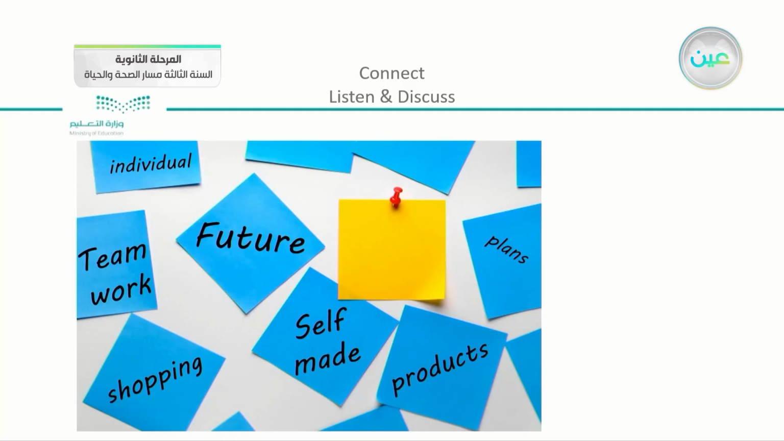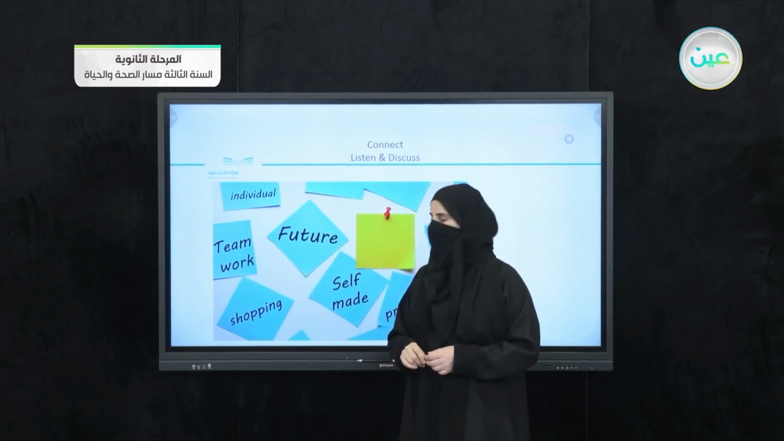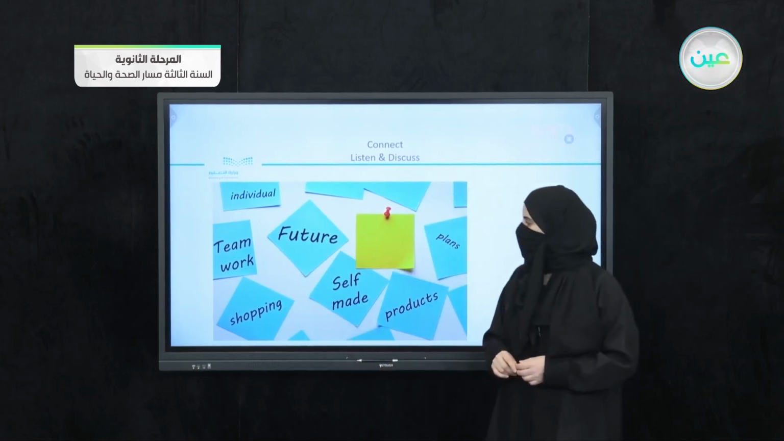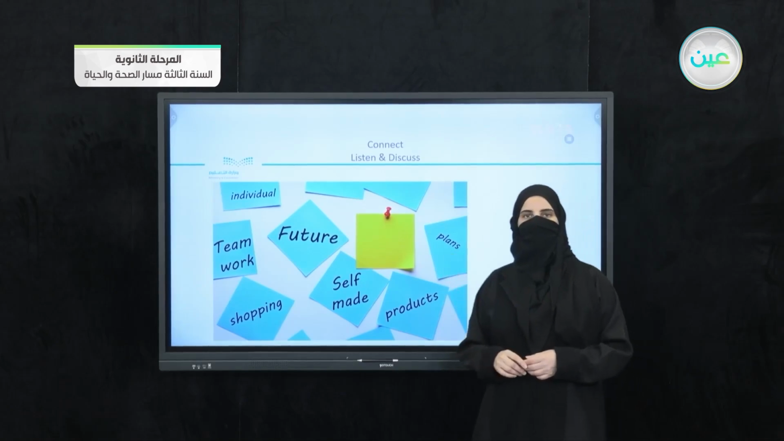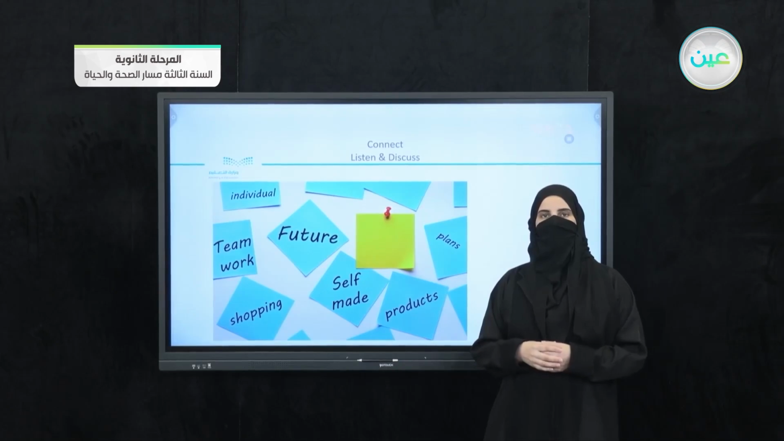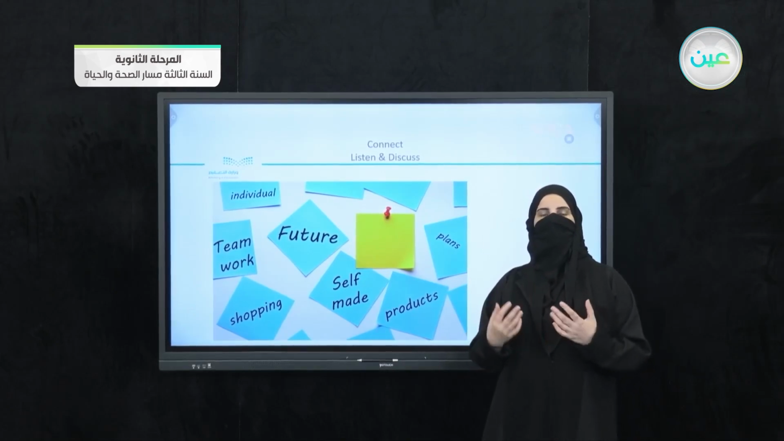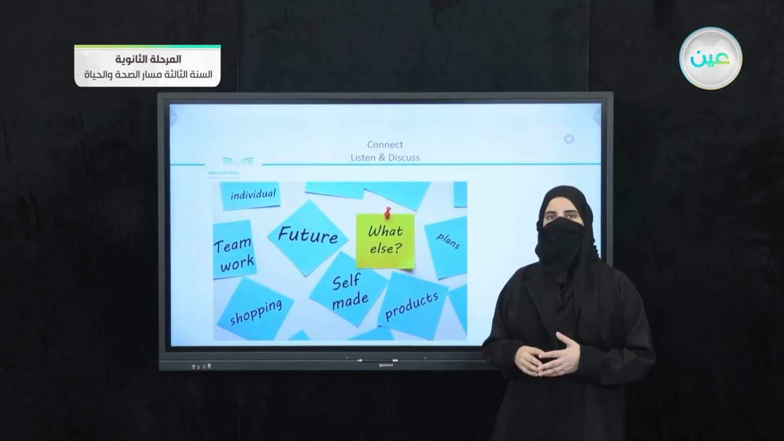Now here you can see that there are different words. We can read together. We have here the word, of course, future. We have individual, teamwork, shopping, self-made, products, and we have the word plans. These are some words that passed by us in our first lesson in the paragraphs, just to help you remember the things that we discussed. Now what else? What did we take in the first lesson?